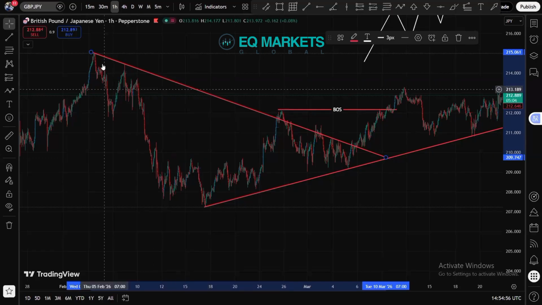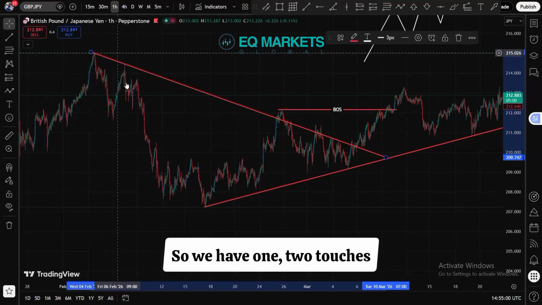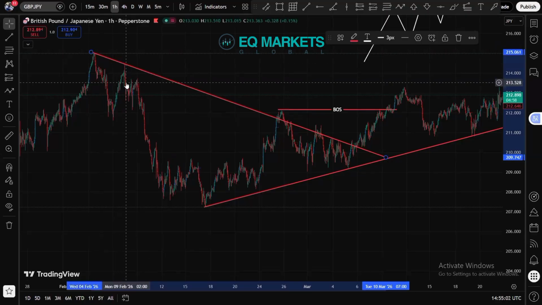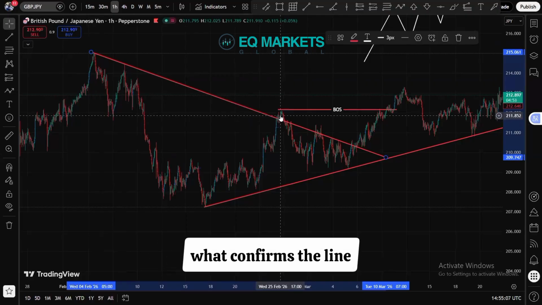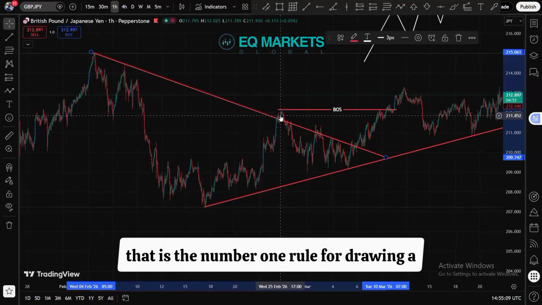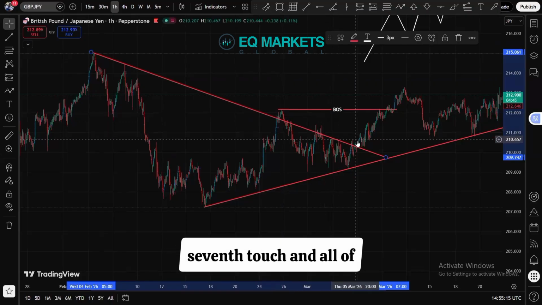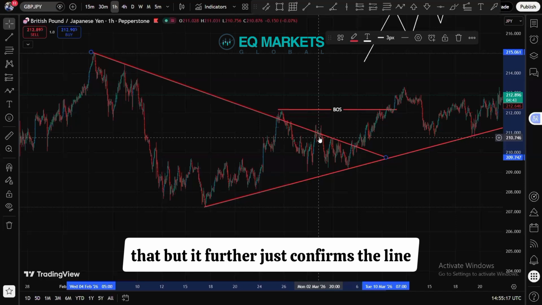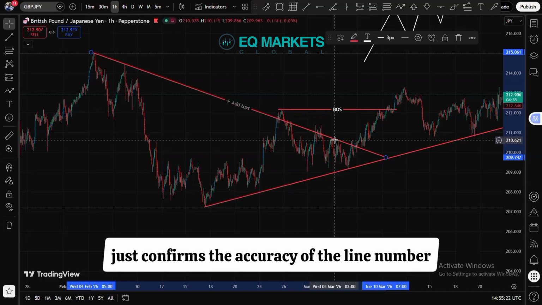So in this case, we have one line and we have two touches. So 1, 2 touches establish the line, and then the third touch actually what? Confirms the line. That is the number one rule for drawing a trend line. There will be a 4th touch, 5th touch, 6th touch, 7th touch, and all of that, but it further just confirms the accuracy of the line.